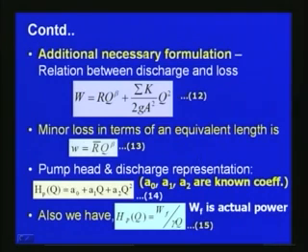Now, the additional necessary formulation required is the relation between the discharge and the loss. As we derived earlier, we can write W is equal to R into Q to the power beta plus sigma k by 2 g A squared Q squared.